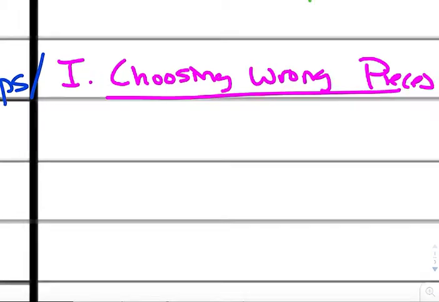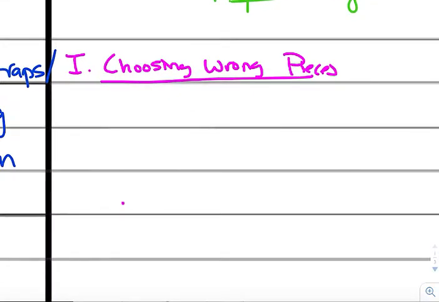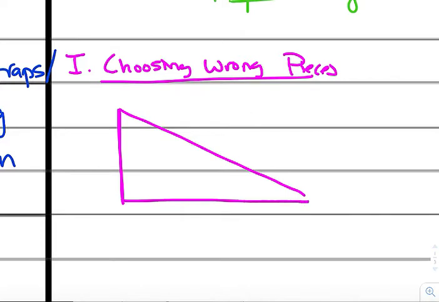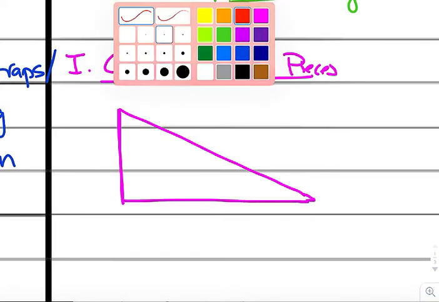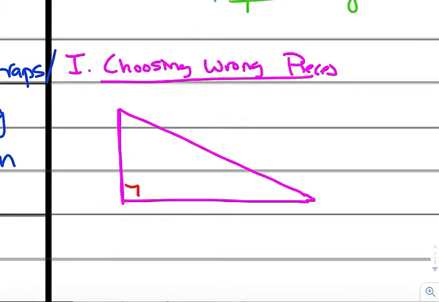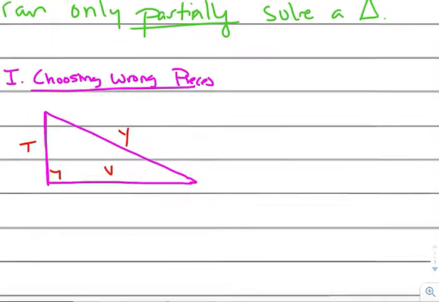Now what I mean by choosing the wrong pieces is that if you observe the Pythagorean theorem as being related to a triangle, let me actually draw this a little more obviously. You have, of course, three sides, but there's always one longest side. That's the designation as a hypotenuse, of course. And so here I'm going to use T, V, and Y. Why am I using it? Because again, the letters don't matter.